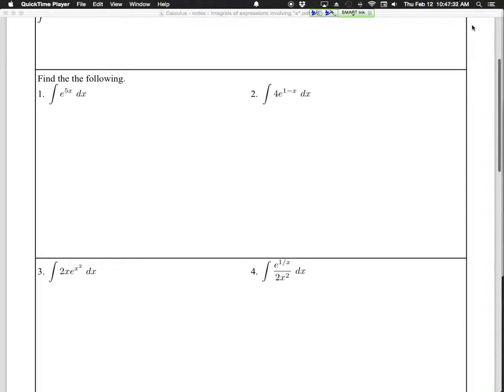Alright, so number 1, I have the integral of e to the 5x dx. So what do we need to do? Check the derivative. So I have u equals 5x, du equals 5 dx. So that means I need to add a 5, which means I need a 1/5 out front. And now when I integrate it, what do we end up with? 1/5 e to the 5x plus c.